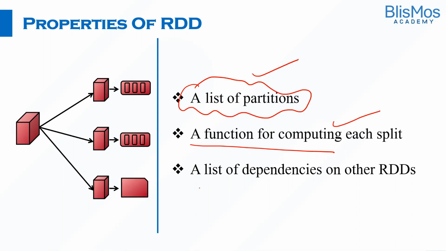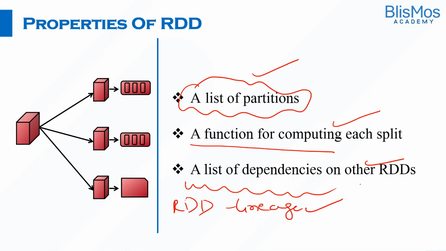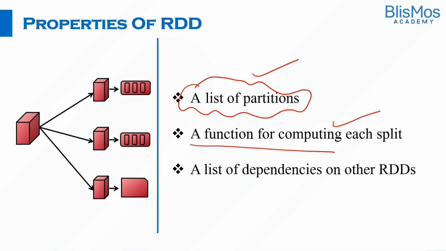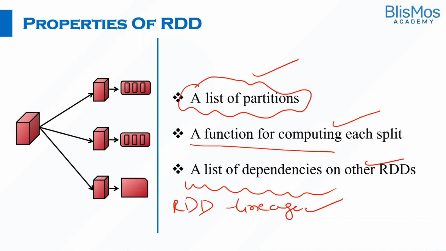And RDD also should have a list of dependencies on other RDDs, which is also called as a RDD lineage. Anyway, we'll be discussing that as a part of the next video lecture. These are the important properties of the RDD which are must have. But there are a couple of other optional ones.